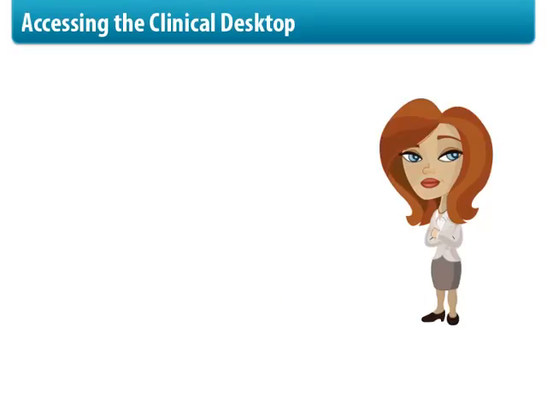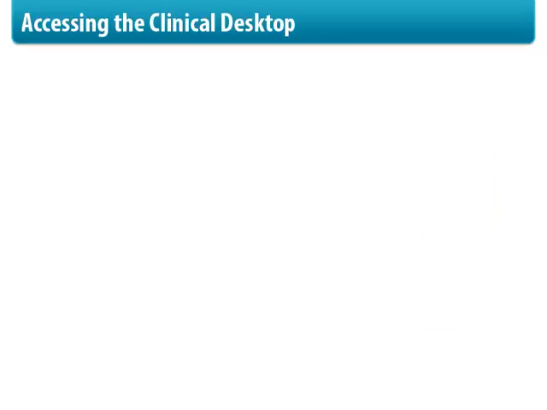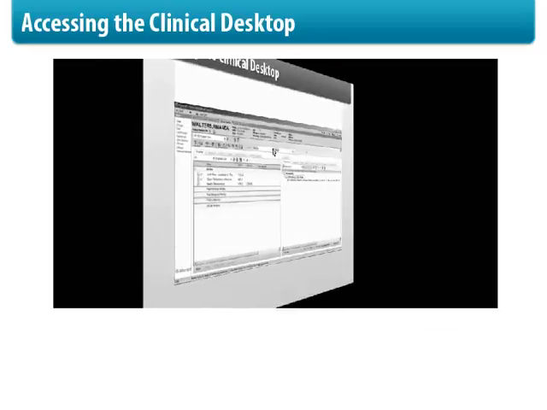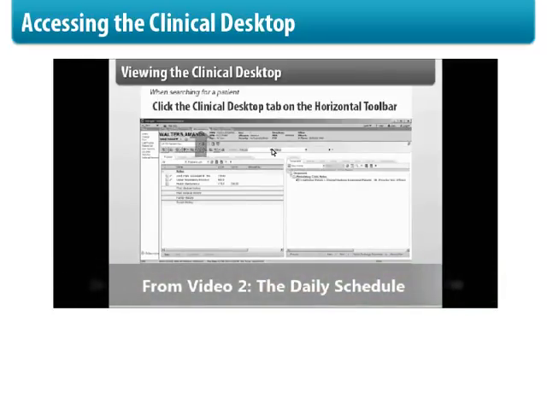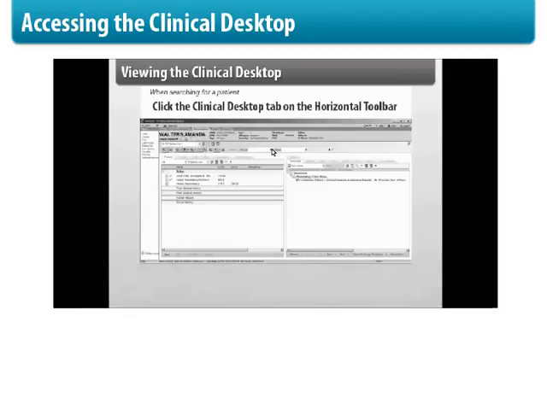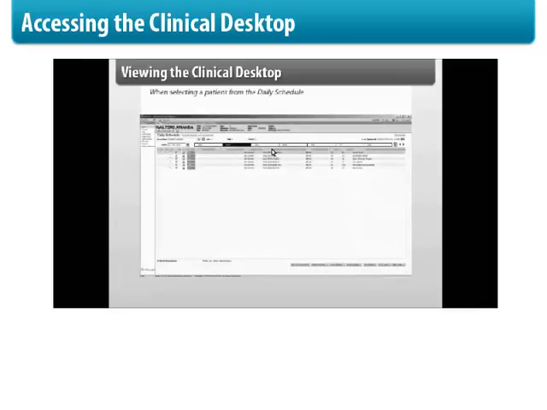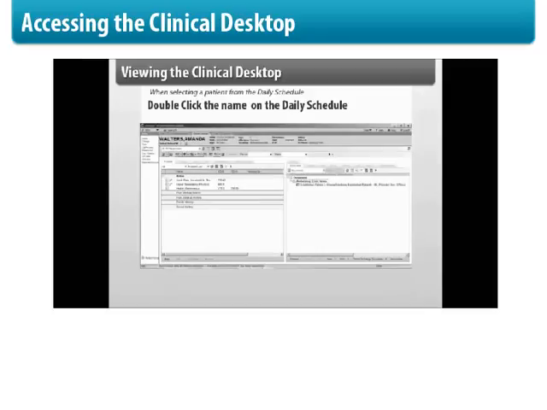The clinical desktop is the patient chart in AEHR. There are multiple ways to access the information contained in the clinical desktop. If you are not completing a note, you can access the clinical desktop in the ways discussed in Video 1 when we discussed the daily schedule. If the patient is not here for a visit today, after searching for them, you can access their clinical desktop by clicking the Clinical Desktop tab. If the patient is here for a visit today, simply double-click on their name on the daily schedule.